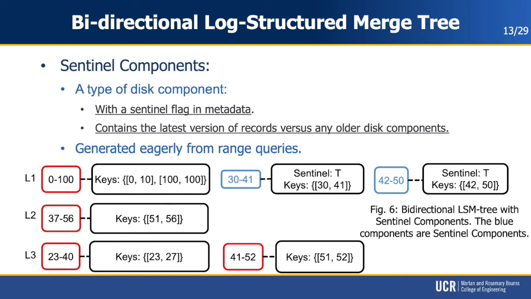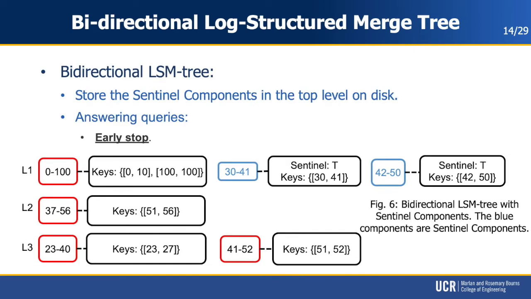Therefore, like processing a point query in the regular LSM tree, we can also achieve early stop when performing a range query, which improves the read performance of the LSM tree. Figure 6 shows an example of the bi-directional LSM tree. The blue components are Sentinel components. If we perform the range query 30 to 50 again, now we only need to open and read the two blue Sentinel components, and avoid opening and reading the other red components.